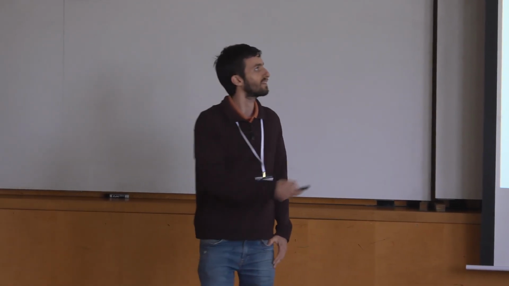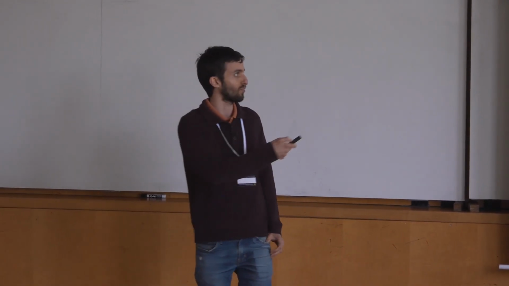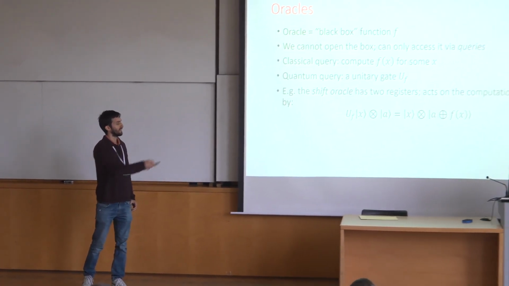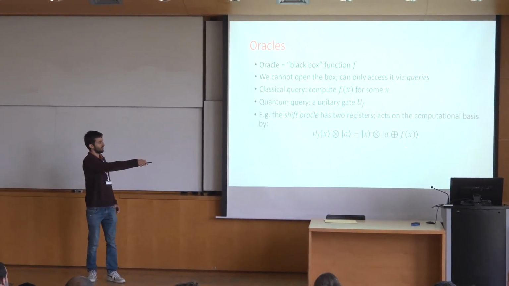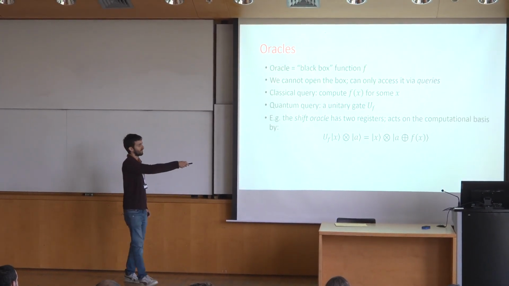So a classical query just computes the value of the function f of x for some x. But the quantum query is a unitary gate. So for example, it could be the shift oracle. The shift oracle just acts on two registers, x and a, and its action just shifts the second register a by f of x. So that computes the function.